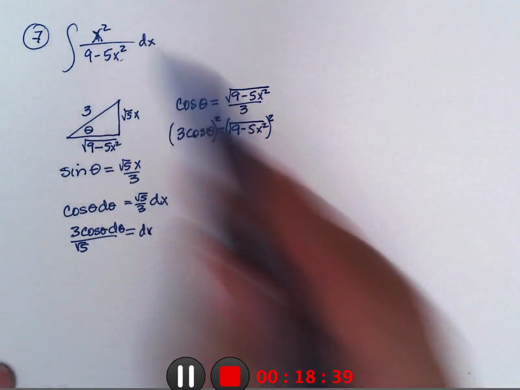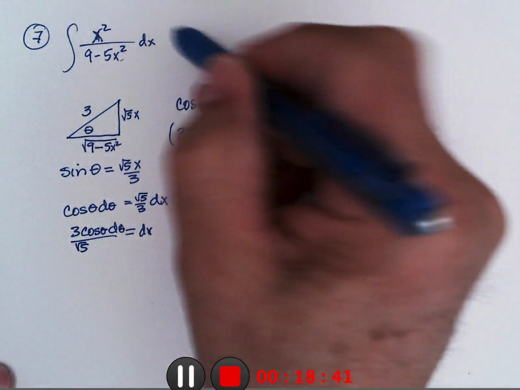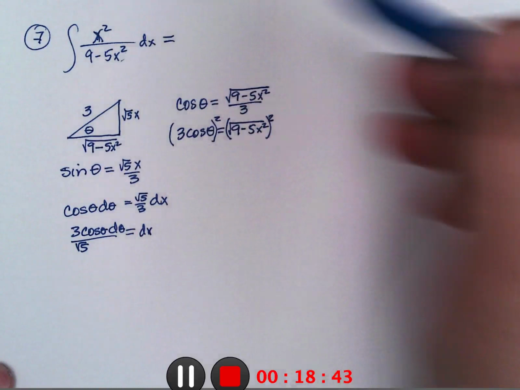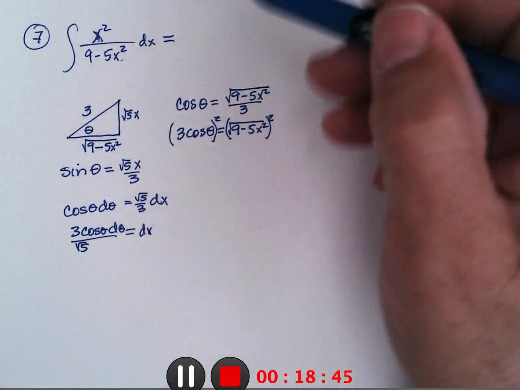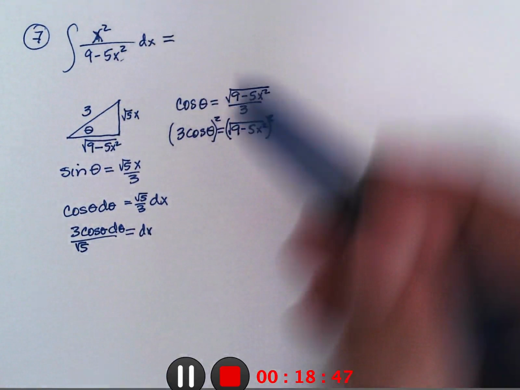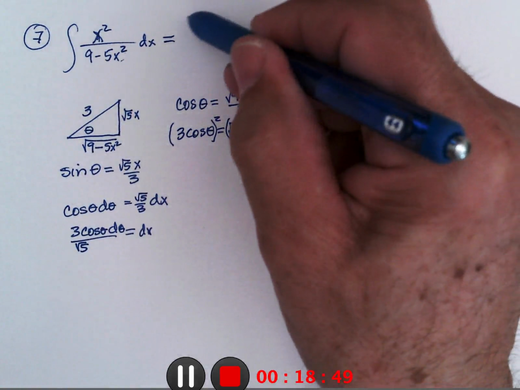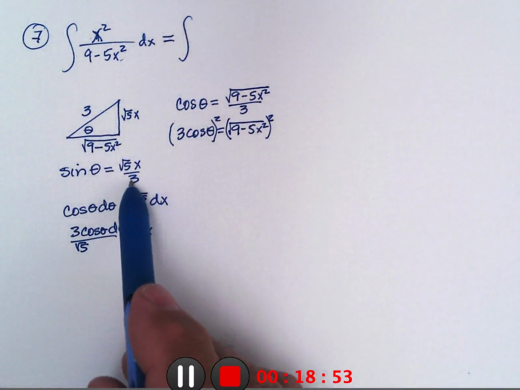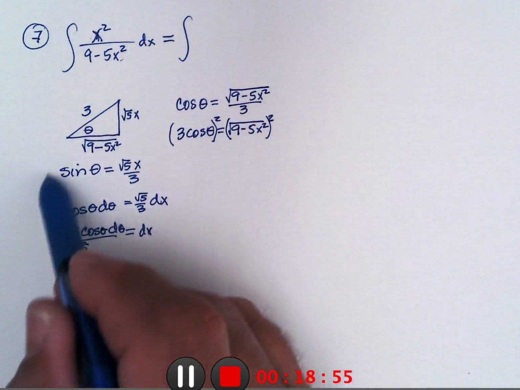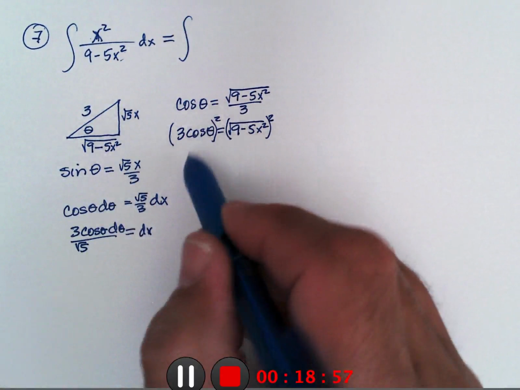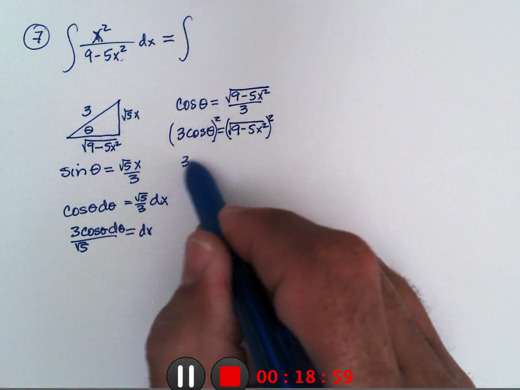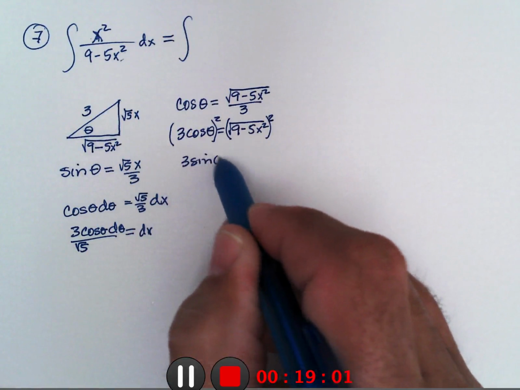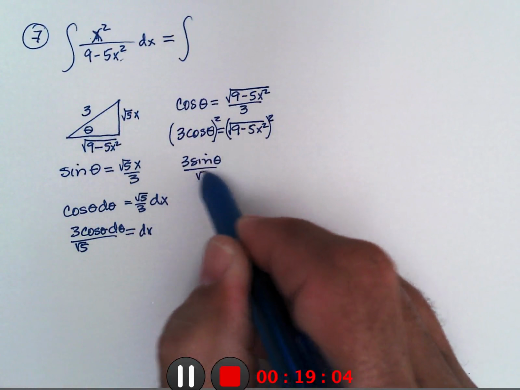So now I think I have everything I need. It may not be pretty, but this is what we're going to do here. Well, I guess I don't have everything I need, because the first thing I need is an x squared. So I have to solve for x. So I have to multiply by 3 and divide by the square root of 5. And so I have 3 sine theta divided by the square root of 5 is x.